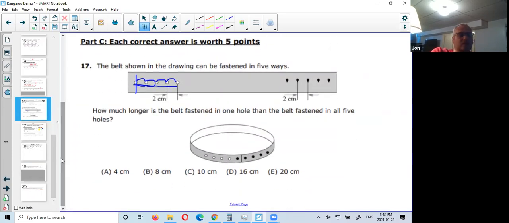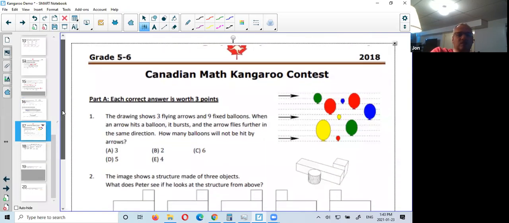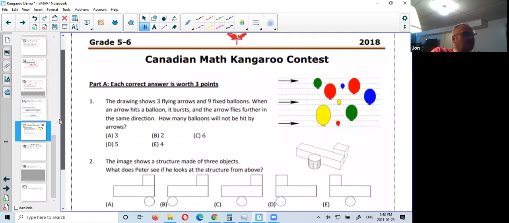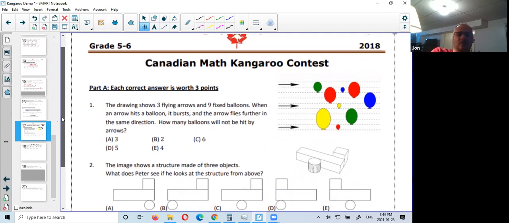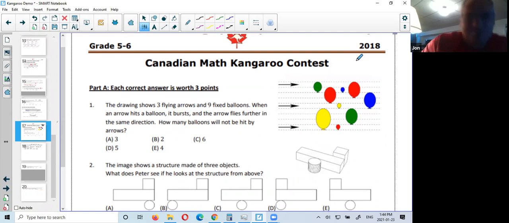All right, let's have a look at some grade 5-6 questions then. Here's a grade 5-6 question. Somebody already did this one? You guys printed this off already? You're ahead of me. Yeah, we already did it. I did this question before. If I was smart, I would have taken different questions.